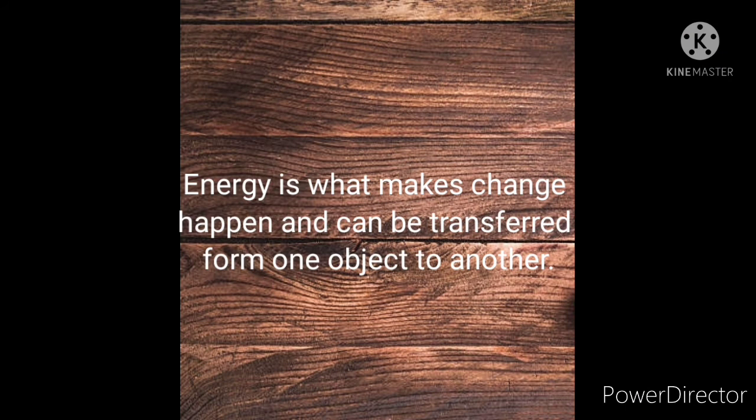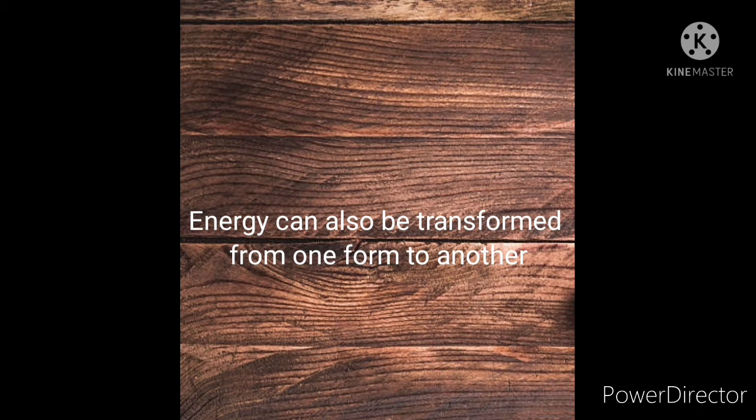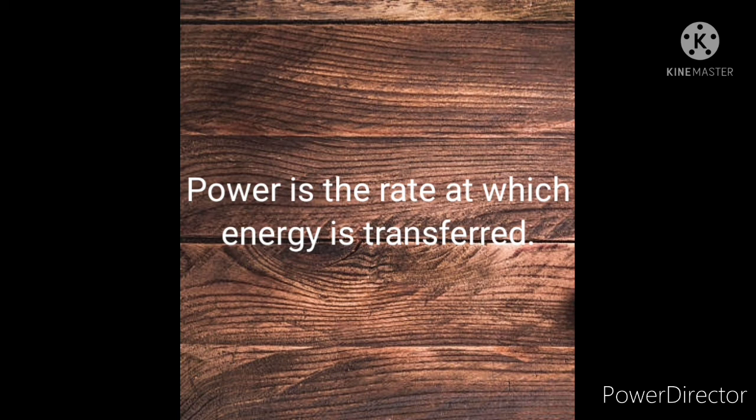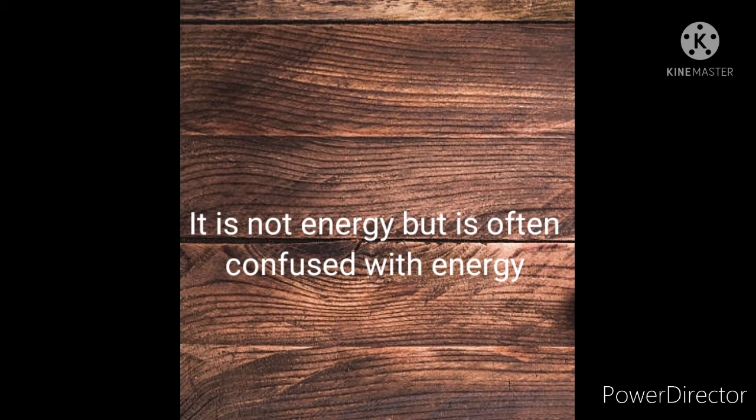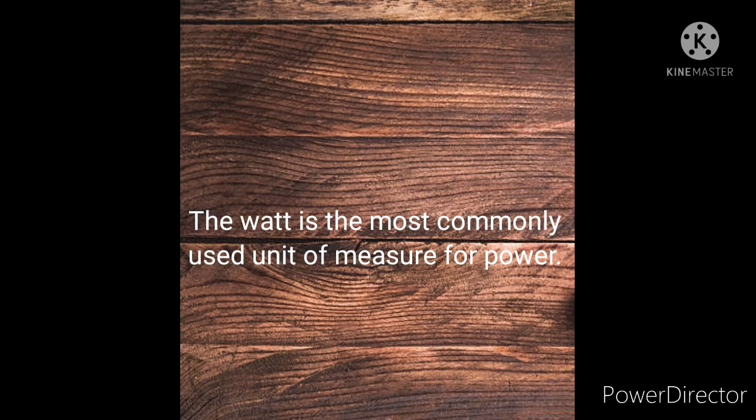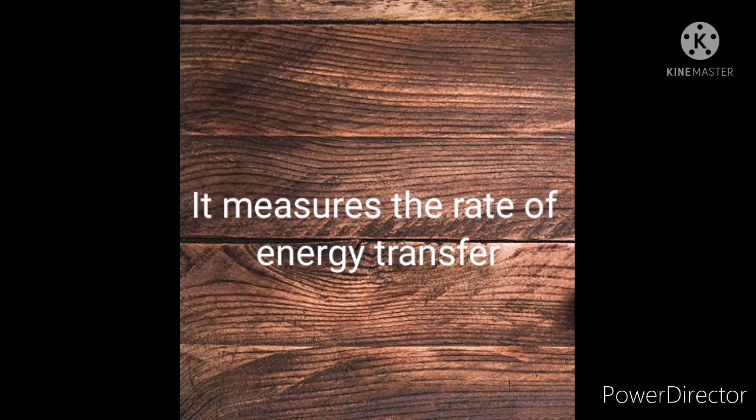And of course, there is a difference between energy and power. The difference between these two is that energy is what makes change happen and can be transferred from one object to another. Energy can also be transformed from one form to another. Hence, power is the rate at which energy is transferred. It is not energy but is often confused with energy. The watt is the most commonly used unit of measure for power. It measures the rate of energy transfer.